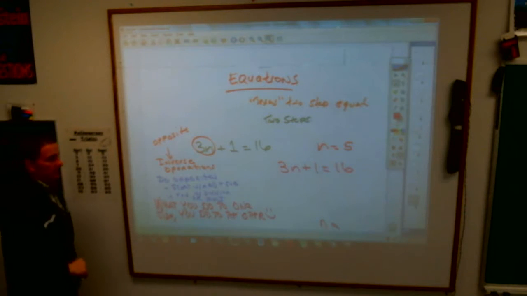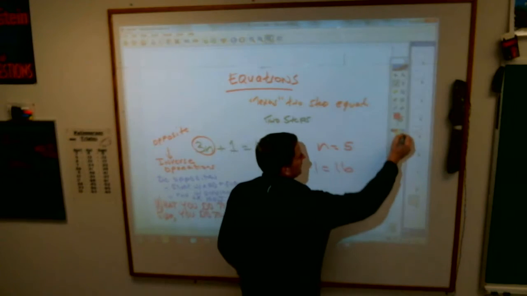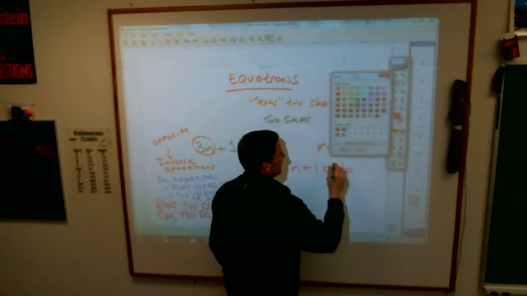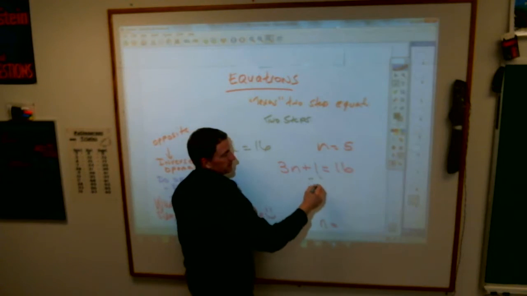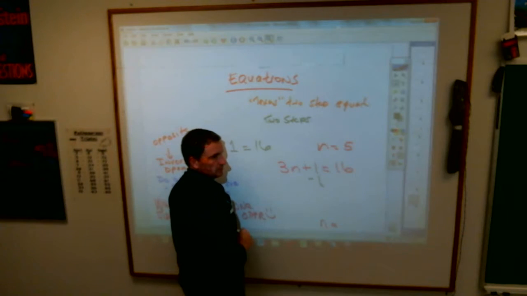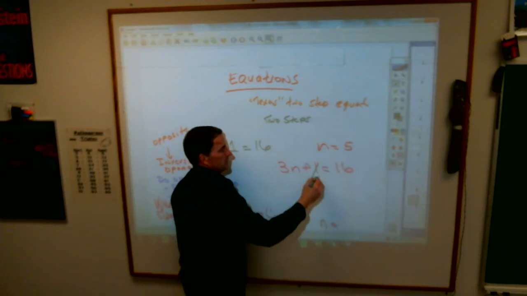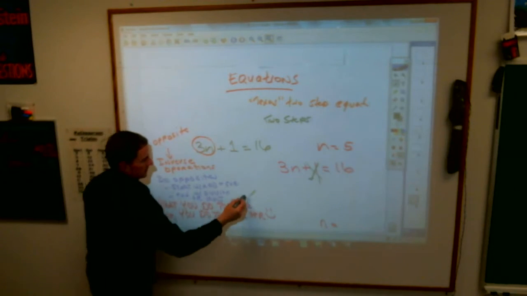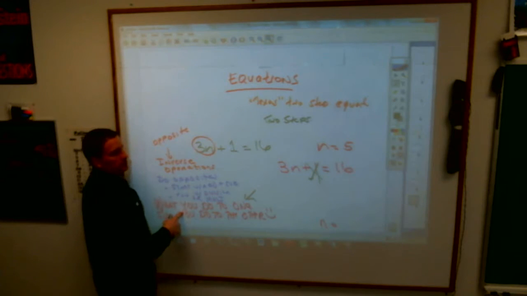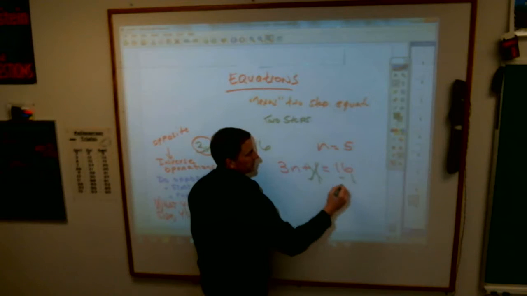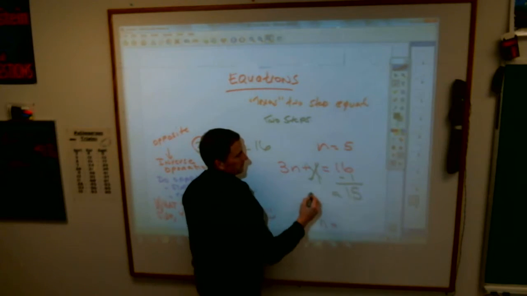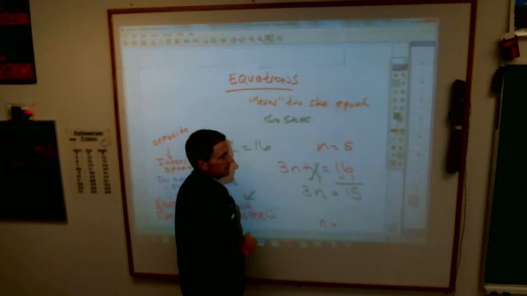So what we do is this. We start with the addition subtraction stuff. I want to get rid of a plus 1, so I do the opposite and I subtract 1. What is 1 minus 1? 0. Nothing. But this rule right here says that since I subtracted 1 from this side, I have to subtract 1 from this side. So now this equals 15. And my 3n is right there.